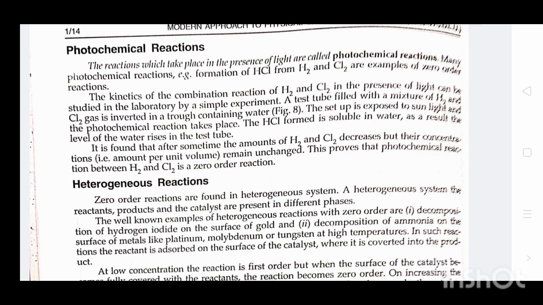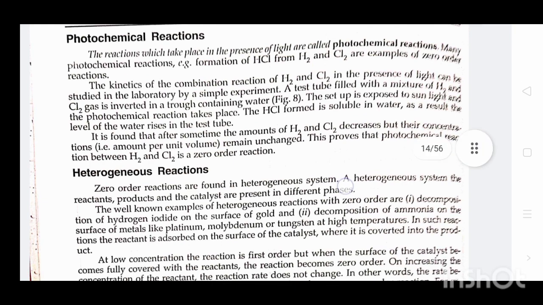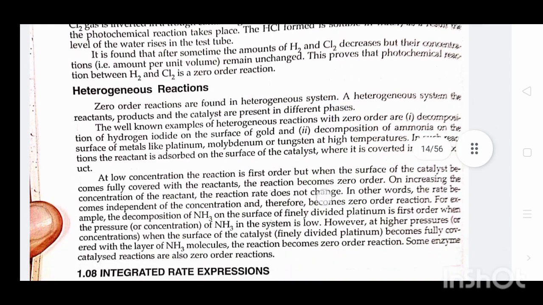laboratory by a simple experiment. A test tube filled with a mixture of H2 and Cl2 gas is inverted in a trough containing water. The setup is exposed to sunlight and the photochemical reaction takes place. The HCl formed is soluble in water. As a result, the level of the water rises in the test tube. It is found that after some time the amount of H2 and Cl2 decreases, but their concentration remains unchanged. This proves that the photochemical reaction between H2 and Cl2 is a zero order reaction.